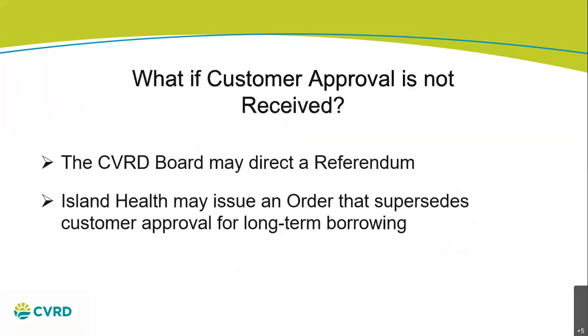So, a very good question. In fact, I got a call yesterday from one of the customers saying, well, what happens if we do not get approval through, say, if it's an AAP process? Well, there's basically two possible outcomes. One is that the CVRD board may refer that to a referendum. That's, again, something the legislation allows, although I would say that if an AAP has not been successful, it's not likely that a referendum would be either. But the board has that ability. They may do that.